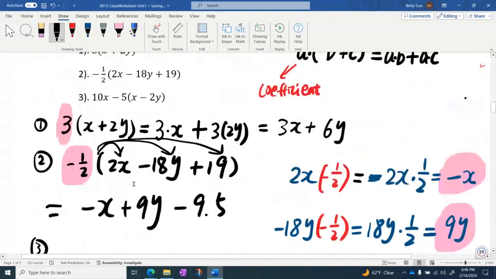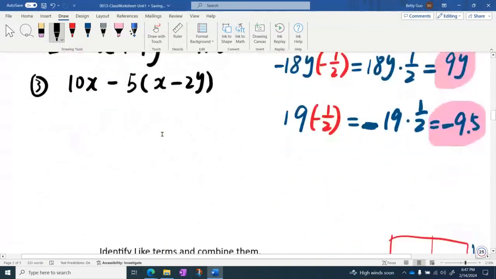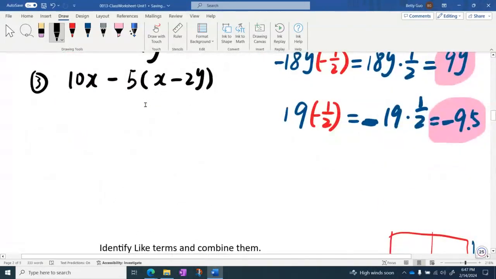we have 10x minus 5 times parentheses. In the parentheses, we have x minus 2y. This expression has parentheses. We need to apply the distributive property to remove the parentheses. Then we can look at the expression to see if we could further simplify it.